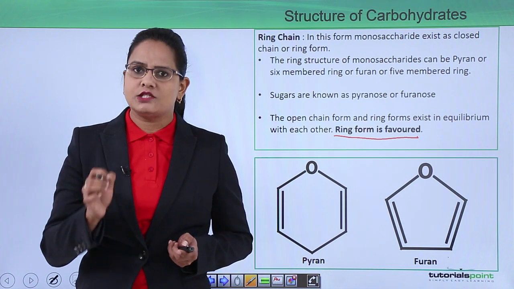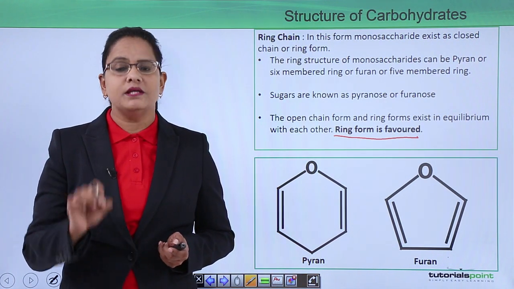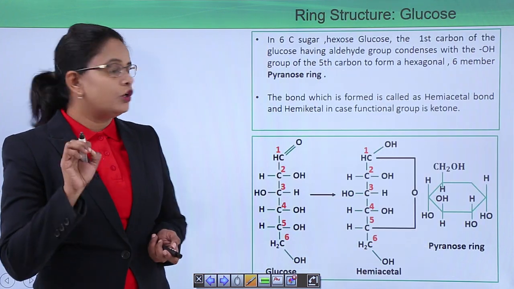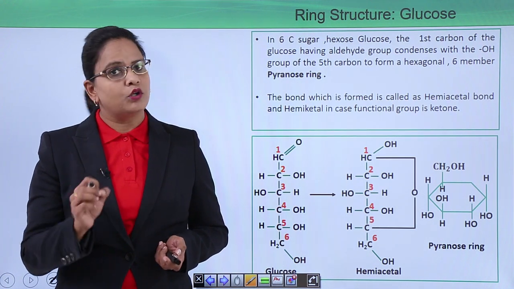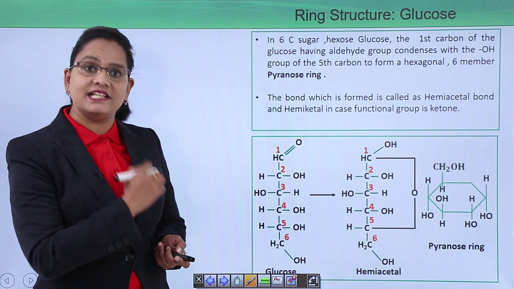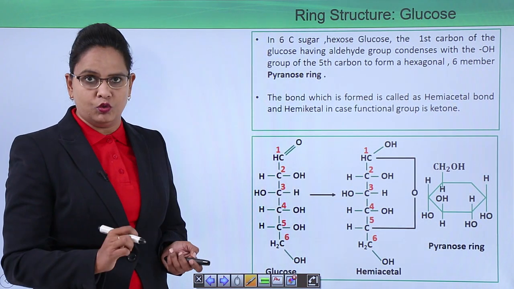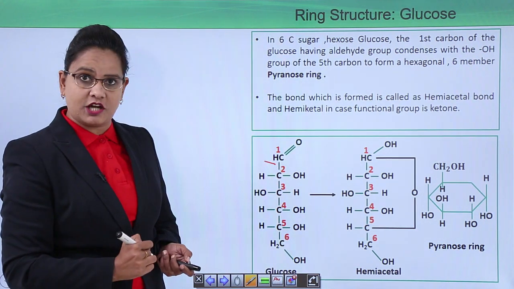Now, let us talk about specific sugars. First, the most common hexose sugar, that is glucose. So, glucose is a 6-carbon sugar. We learned that it exists both as open chain as well as ring chain. So, let us first see this diagram. This is a linear chain of glucose, with the aldehydic group present at the first carbon.